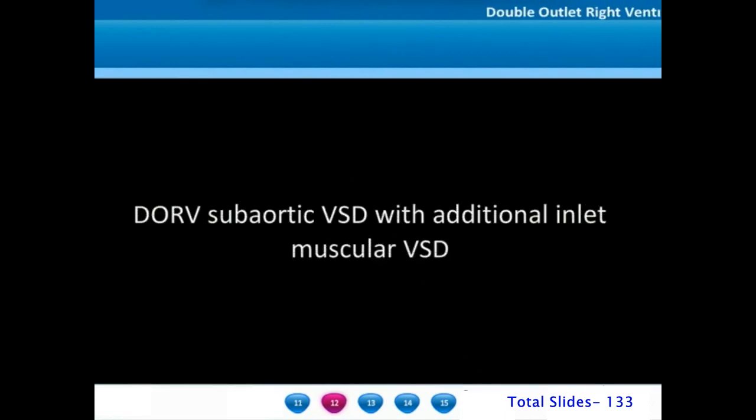Double outlet right ventricle with subaortic VSD is one of the commonest types of double outlet right ventricles. We will see another example wherein there is an additional inlet muscular VSD. About 10 to 15% of double outlet right ventricles will have additional muscular VSDs.